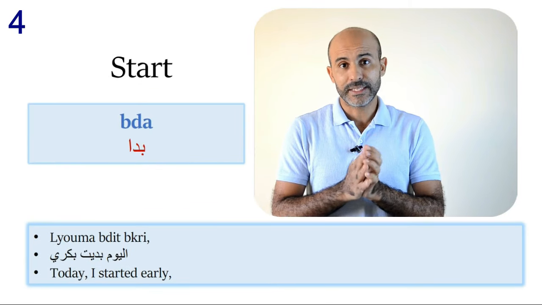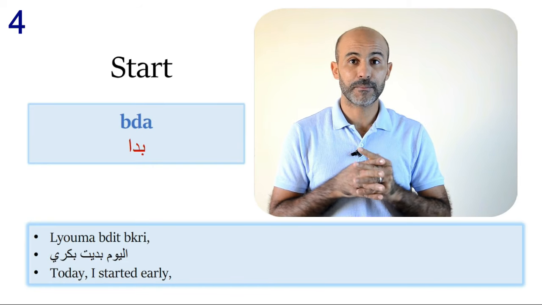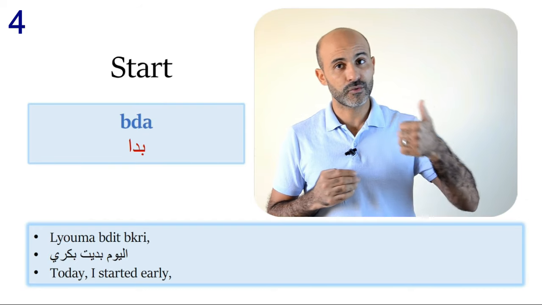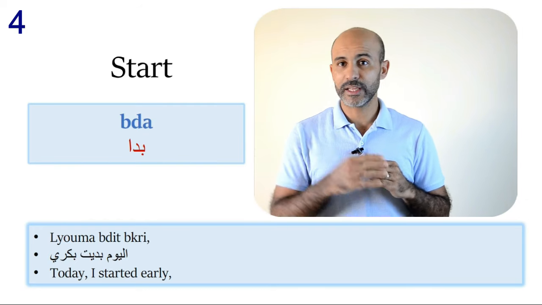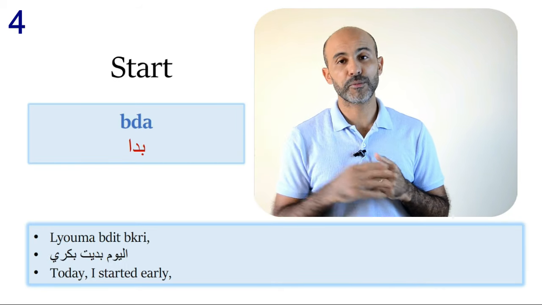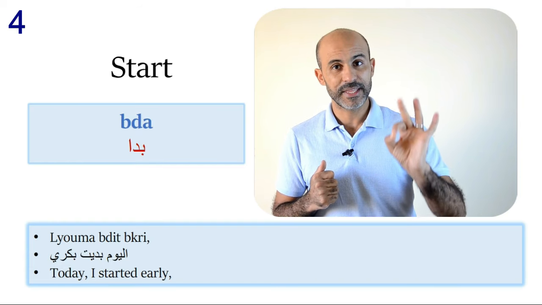This verb is start, and we say بدأ. بدأ is to start something. And of course, if you are talking to a lady, it will be بداي. And for a group of people is بداو. So بدأ, بداي, بداو.